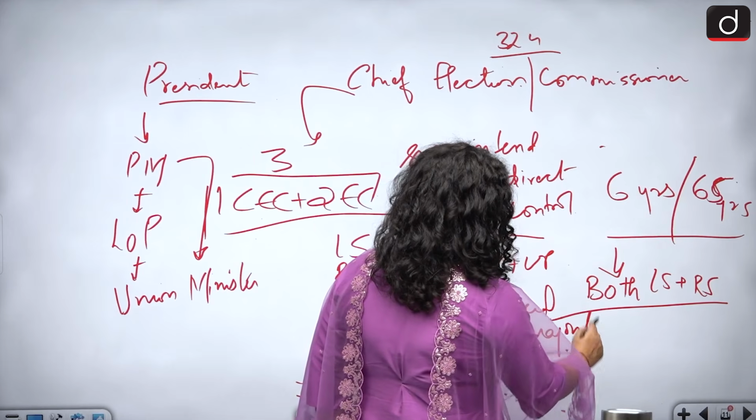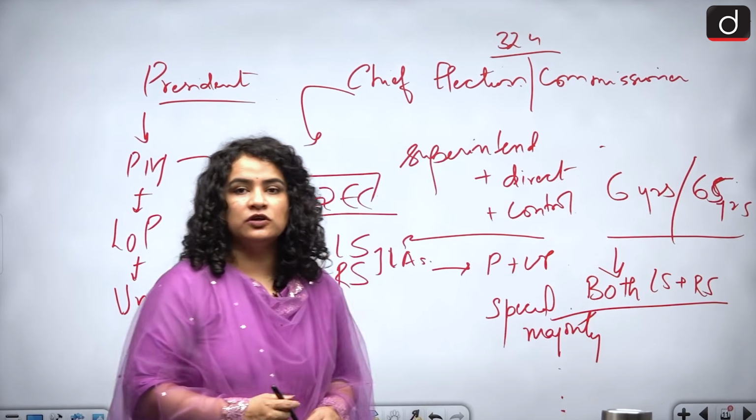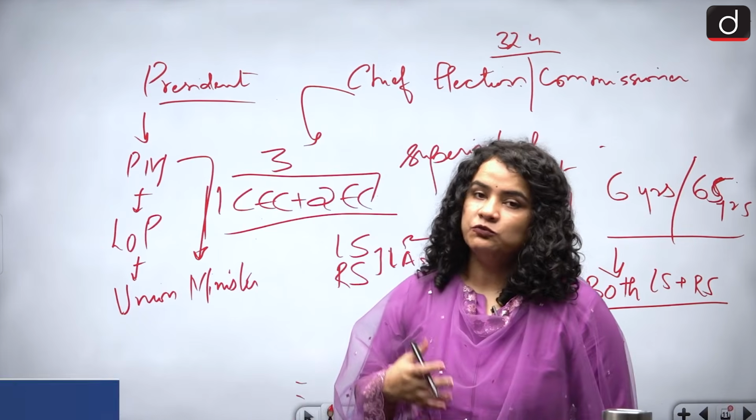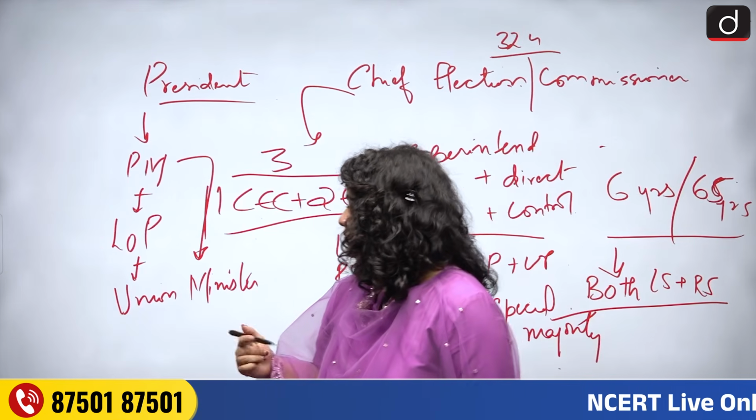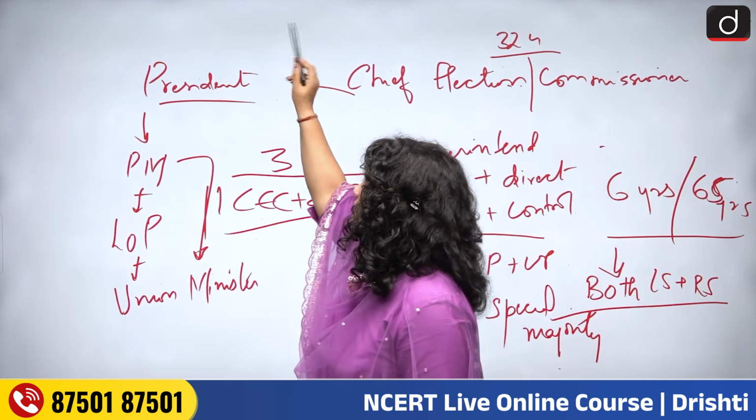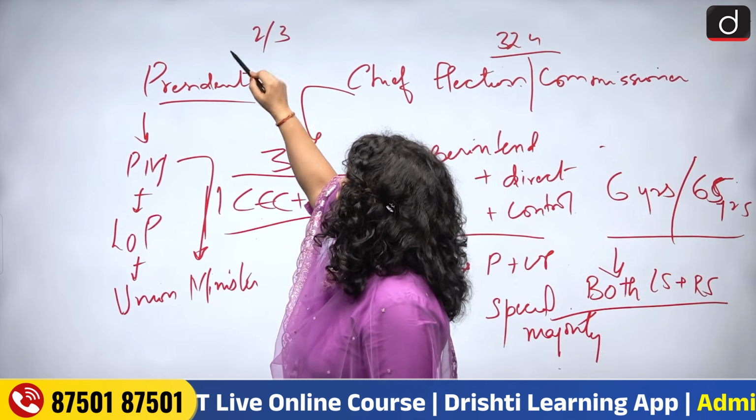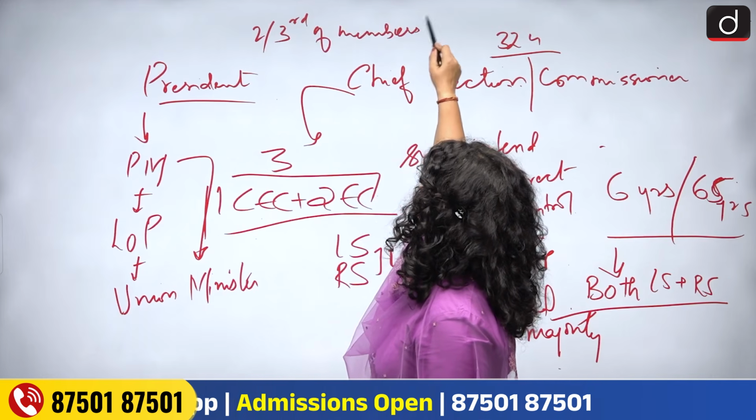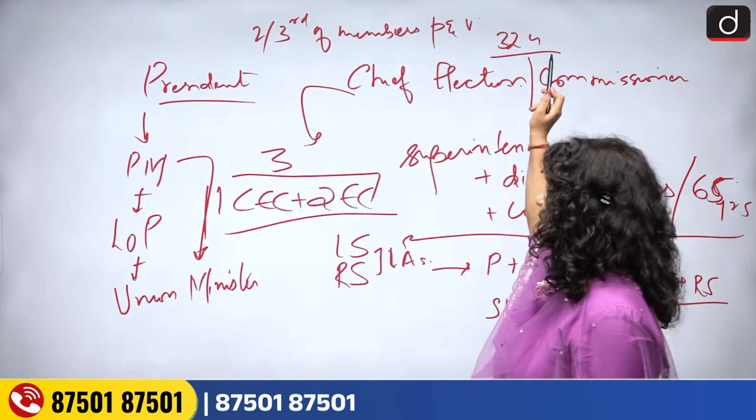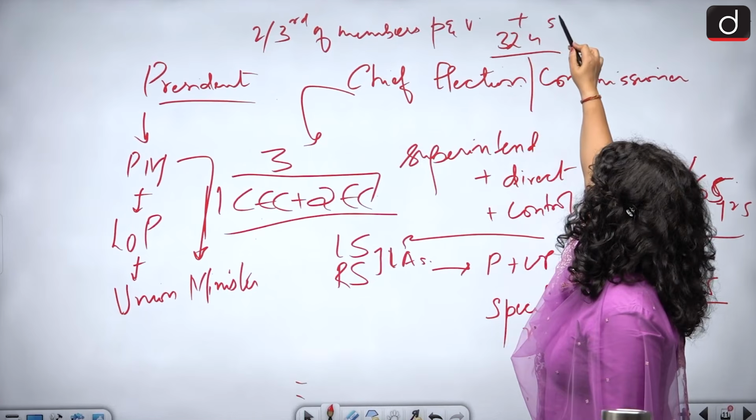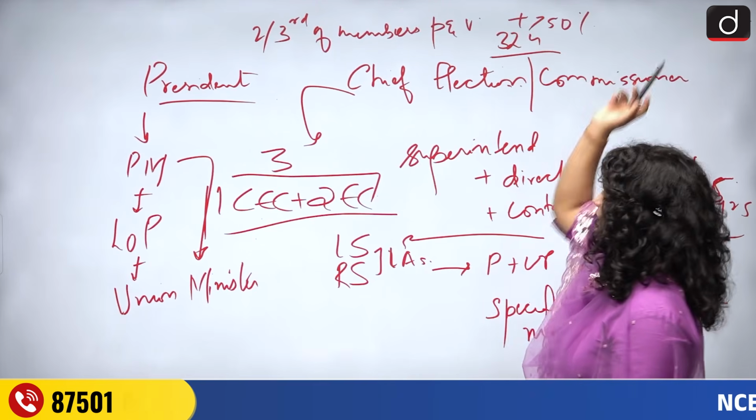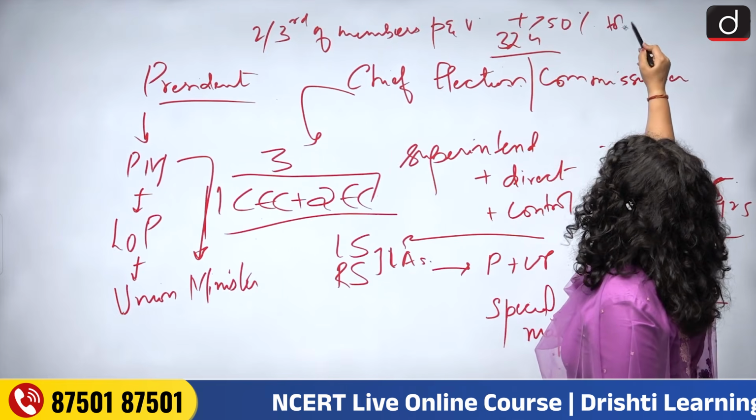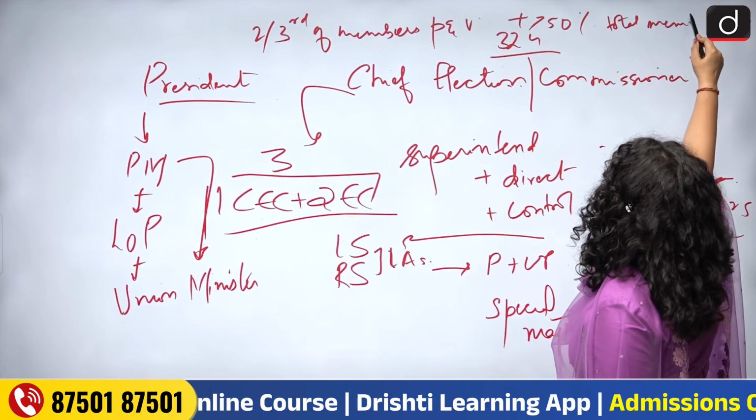So their removal is subject to special majority by both houses of the parliament, the Lok Sabha as well as the Rajya Sabha. And what does the special majority mean? Special majority means 2/3 of members present and voting, and over 50%, or a simple majority, of the total membership of the house.